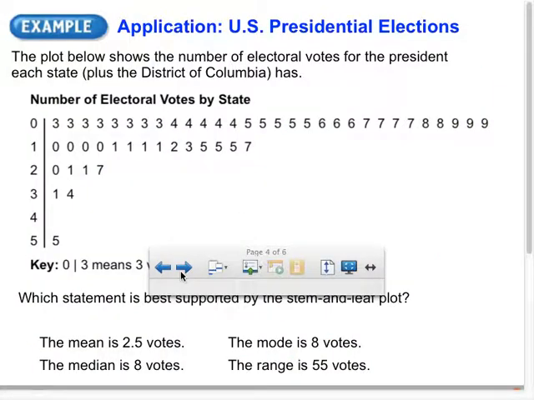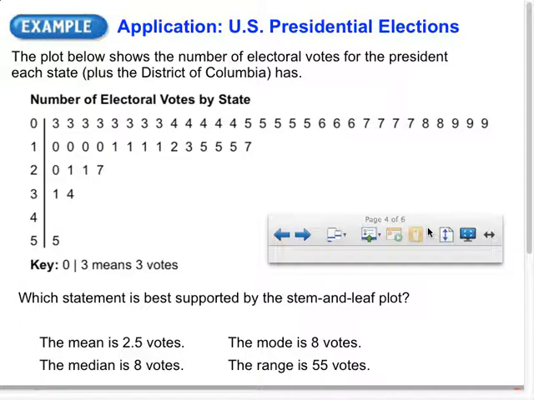But now, let's move along. Application, U.S. presidential elections. The plot below shows the number of electoral votes for president that each state plus the District of Columbia has. Okay? So each state, how many are there? How many states are there? 50. Plus the District of Columbia gets 1. So how many data points should we have? 51. We're almost done.